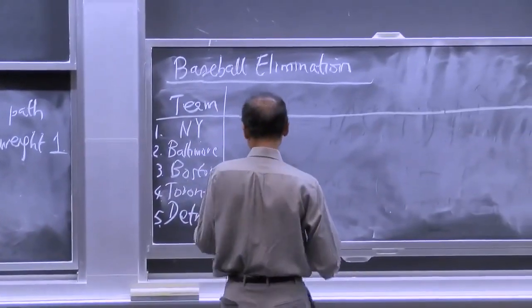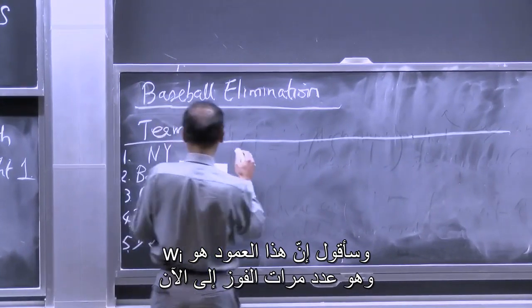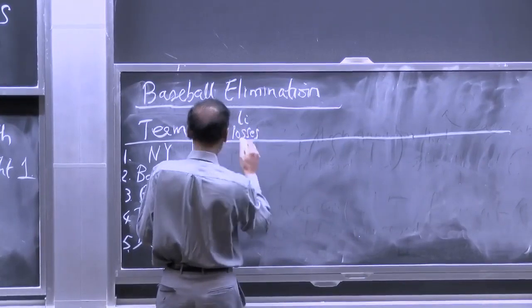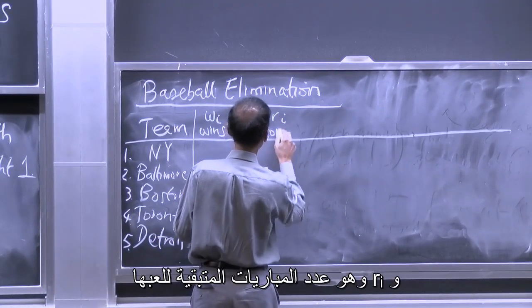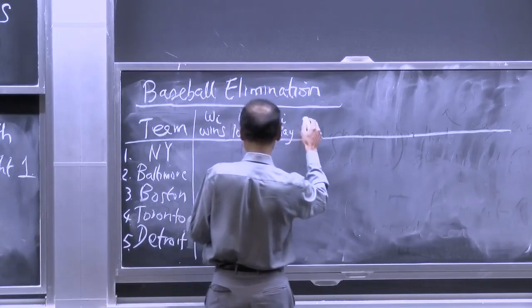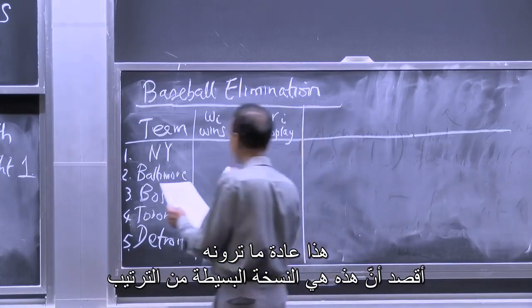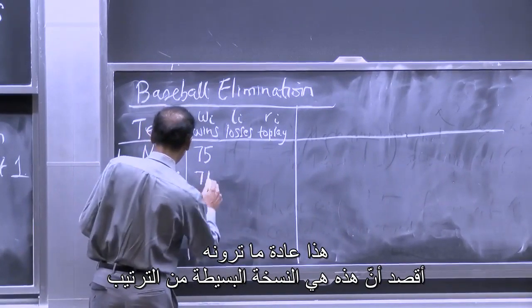I'm going to say these are W_i, which are the wins so far, L_i, which are the losses, and R_i, which are the remaining games to play. And this is usually what you see. This is the simple version of the standings.